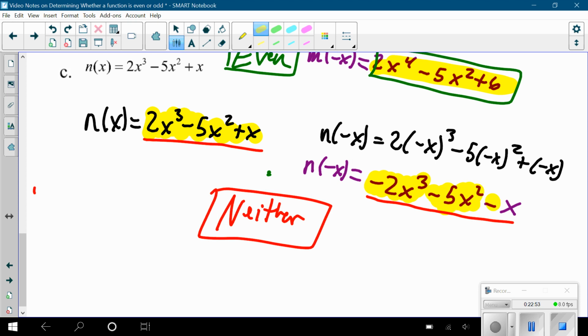Now be careful here. Here's the tricky part. Is this the exact same as this? Of course not. They don't look exactly the same, so it's not even. But some of you guys thought it was odd. Let's be a little careful here. Yes, the 2x cubed became a negative 2x cubed. Yes, the plus x became a minus x. But the negative 5x squared, this guy right here, stayed negative 5x squared. So two of the terms became opposite, and one of them stayed the same. Whenever you have that mixing of some staying the same and some becoming opposite, it's neither even nor odd.